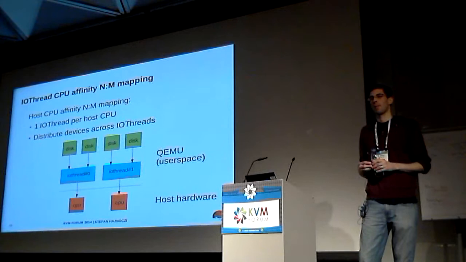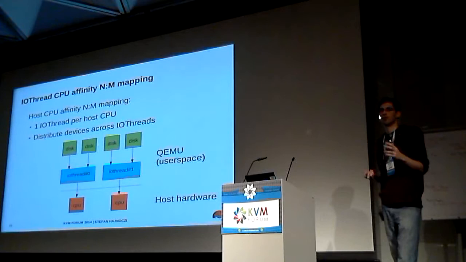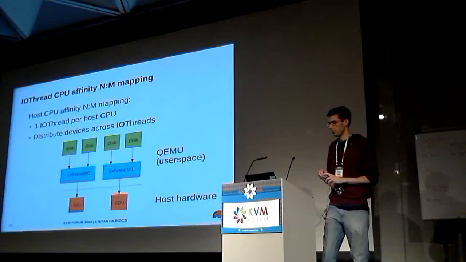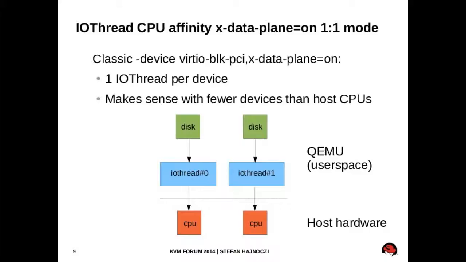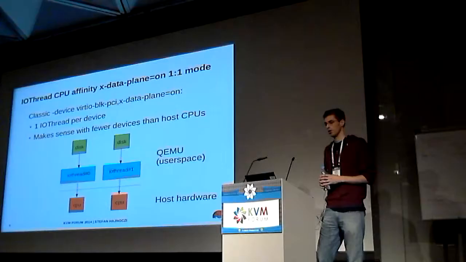Okay, yeah. So the response was that the end-to-end mapping may not be necessary. We might be just fine doing the one-to-one if we just trust the kernel and have a lot of threads.